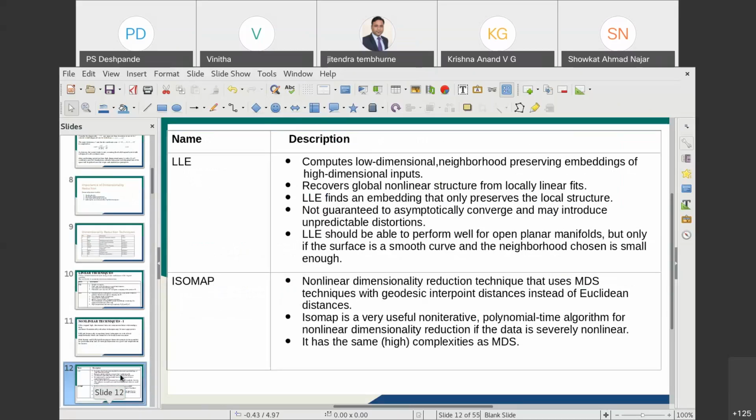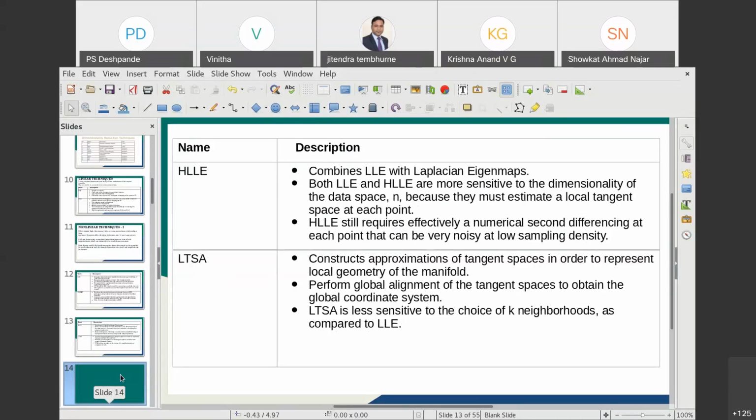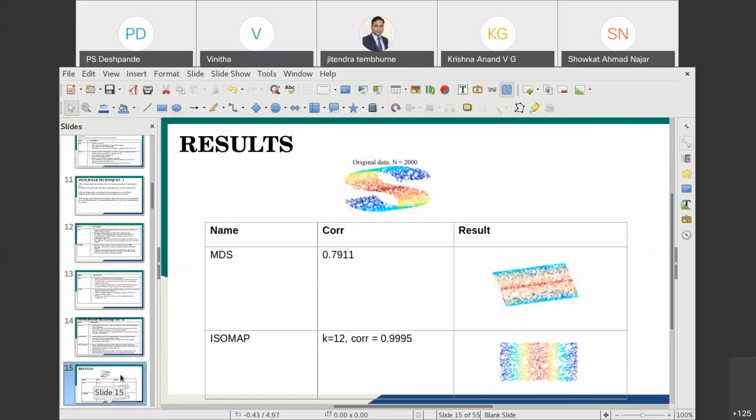There are some points on which basis these techniques are compared. Now this S curve is mainly used by many dimension reduction techniques as a performance measure, or for testing the dimension reduction problem. The performance measure here is the correlation. The correlation is between the distance of the points in the original space and the distance of the points in the new space. The higher the correlation, the more faithful the representation.